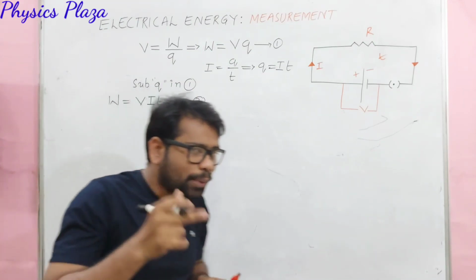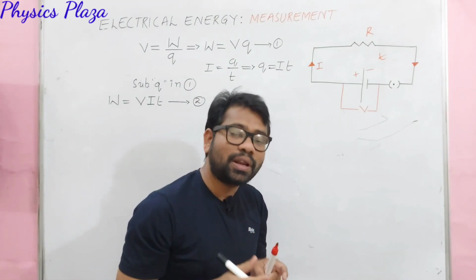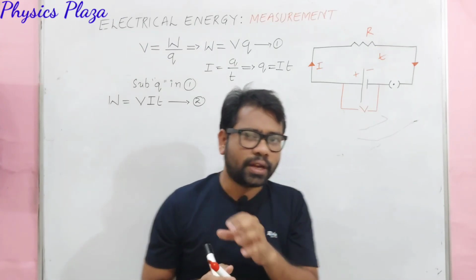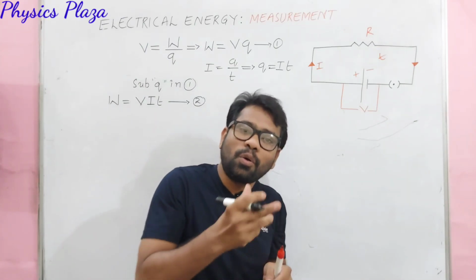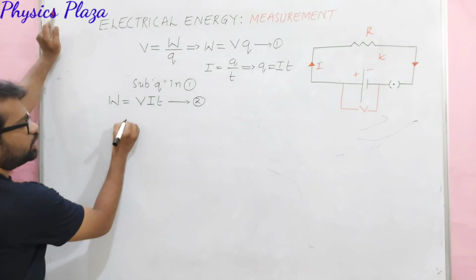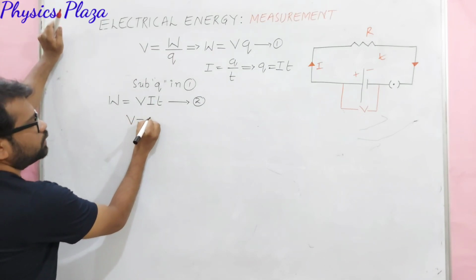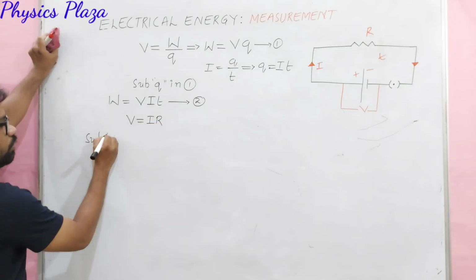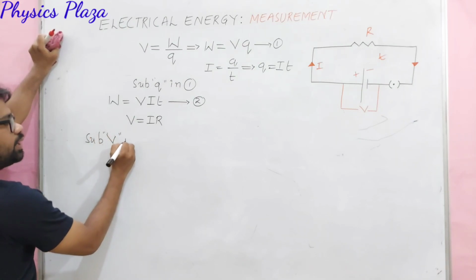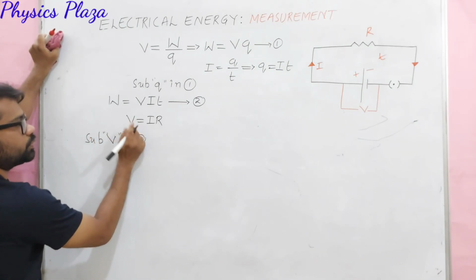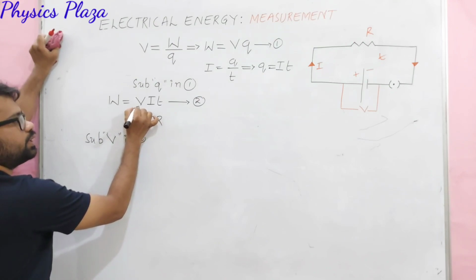But children, from Ohm's law, what is Ohm's law? The mathematical form of Ohm's law is V is equal to IR. Now let us see how we are going to use Ohm's law in this case. We know that V is equal to IR. Substitute V value in equation 2. In the place of V, let us substitute this directly.